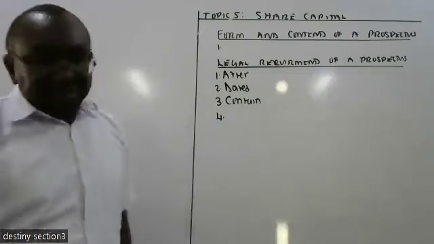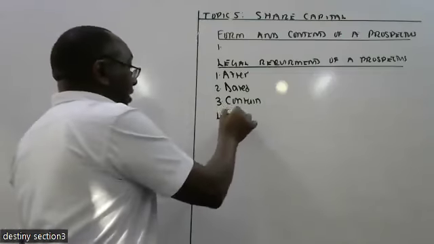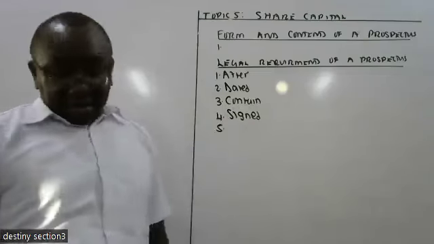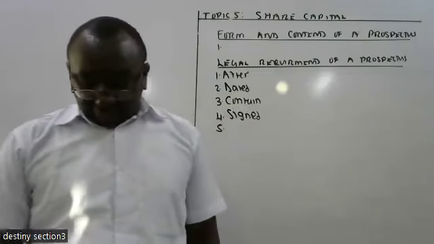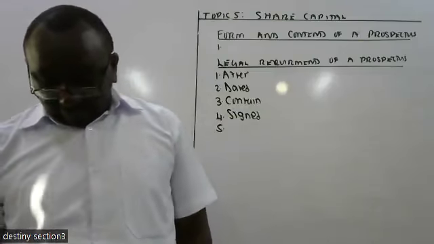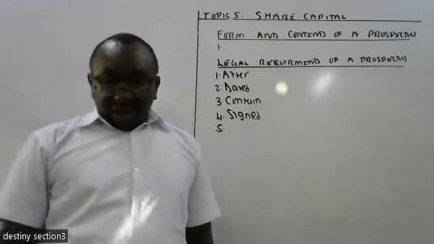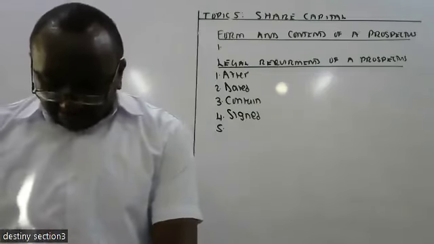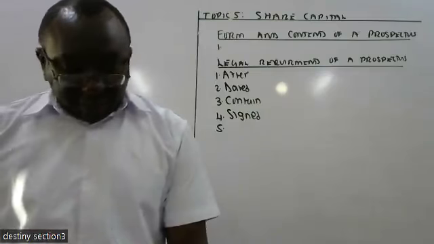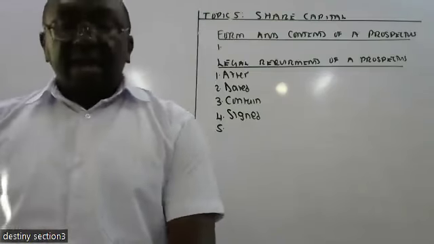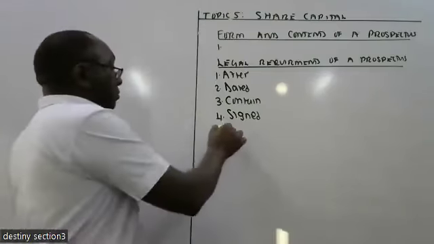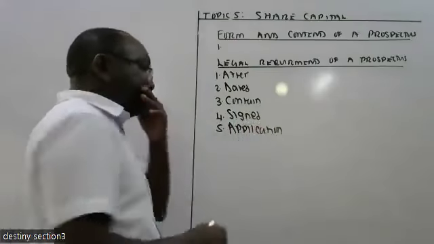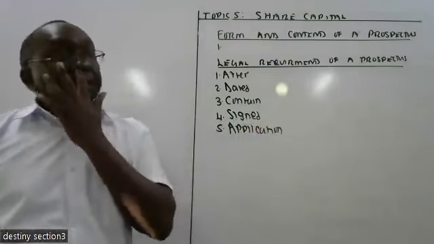Number 4, it must be signed by every director. Number 5, every application form must have a copy of the prospectus.